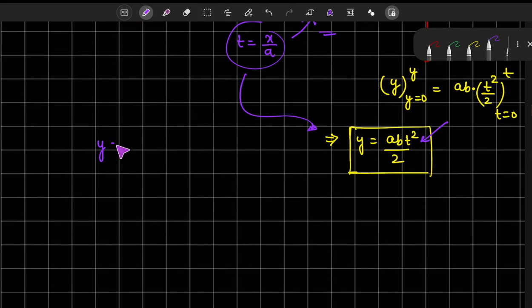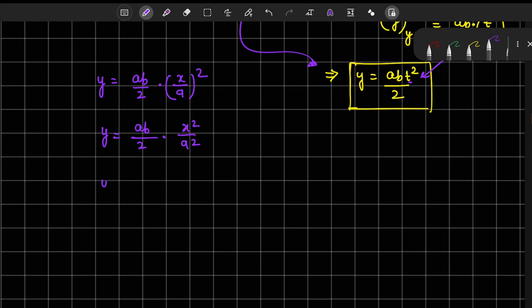So we can write y is equal to ab times t square by 2, and we can write t as x divided by a, whole square. So we will get y is equal to ab by 2 into x square by a square. So from here we will get y is equal to b upon 2a into x square. So we can see this is the trajectory equation of the particle we have got, where we have got y as a function of x.